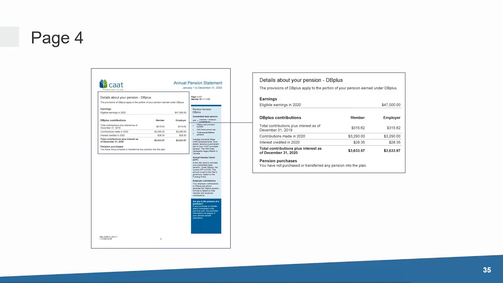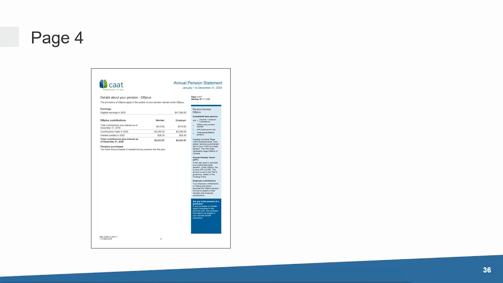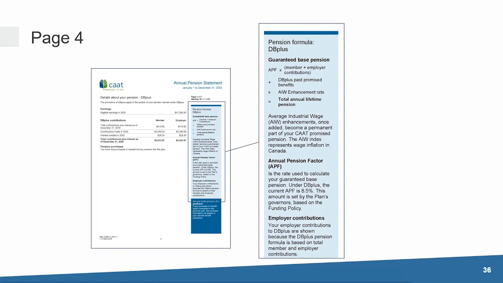Page 4 will display the member's eligible earnings in 2020 if applicable, the total contributions accrued plus interest, and pension purchase details if applicable. The segment on the right side of the page provides more details on the pension plan formula and the annual pension factor.